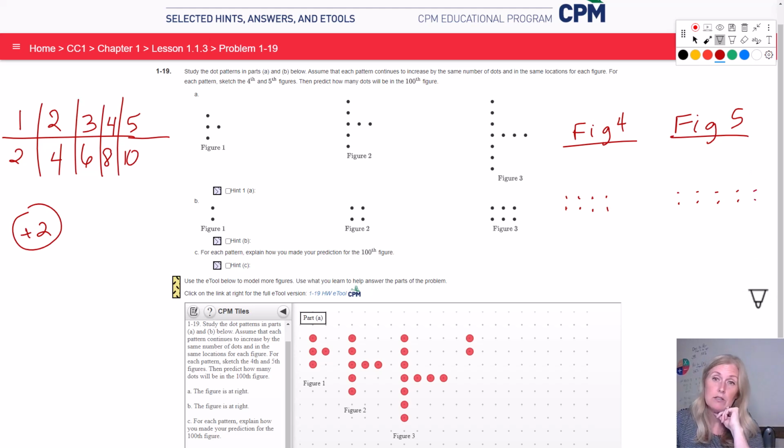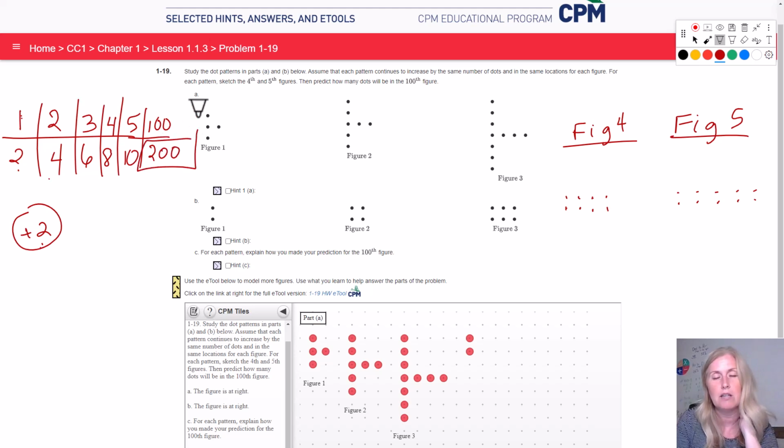Okay, we still have to predict how many dots would be in the 100th figure. So let's go over here. What is the pattern? You multiply this top number times the 2 and you'll get the bottom number, because 2 times 2 is 4, 3 times 2 is 6, and so on. So 100 times 2 is going to be 200. So there'll be 200 dots in the 100th figure. Okay, great. Let's go to the next problem.